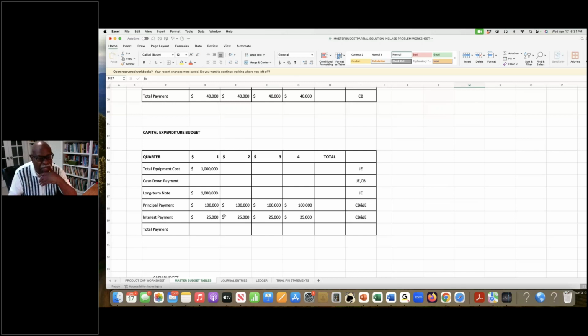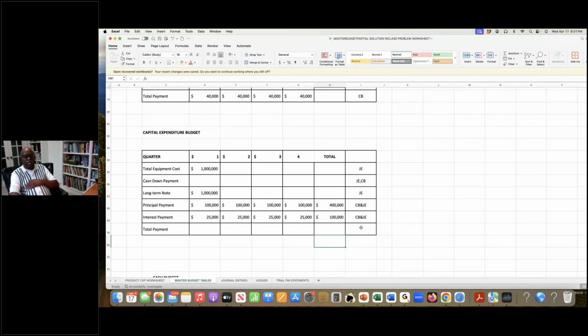Now, principal payments were $100,000 a quarter. So in total, they're how much? $400,000. Okay. Our interest payments were $25,000 a quarter. So in total, they were $100,000. So these are simply assumptions that are in there, that we pay $100,000 a quarter in principal and interest 25. So we're putting in the totals.